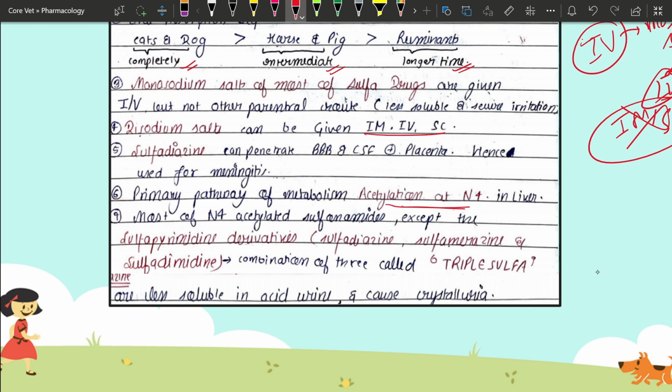Most sulfur drugs are acetylated at the N4 position, but there is a group of drugs known as triple sulfur. They are sulfapyrimidine derivatives, and the triple sulfur includes sulfadiazine, sulfamerazine, and sulfadimidine. These three sulfur drugs together, known as triple sulfur, aren't acetylated at the N4 position. They are less soluble in acidic urine and may lead to the crystalluria condition that we will discuss in the adverse effects of the sulfonamide.